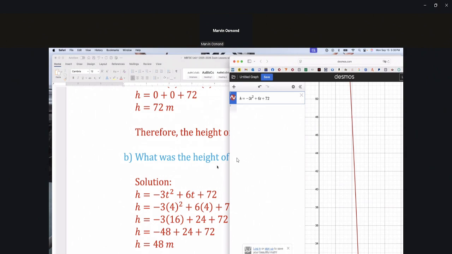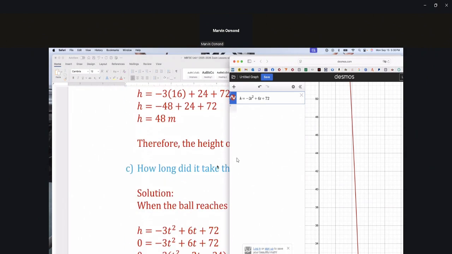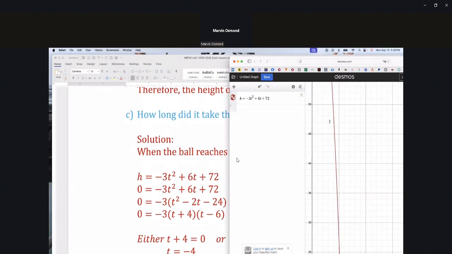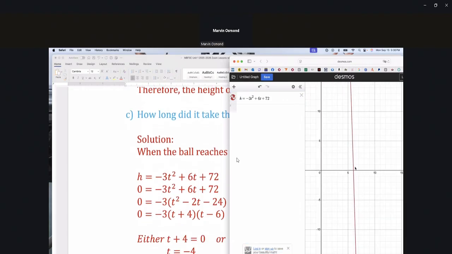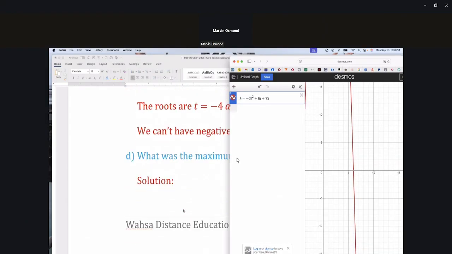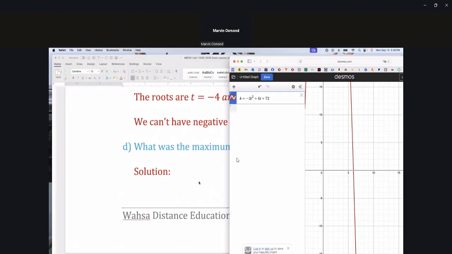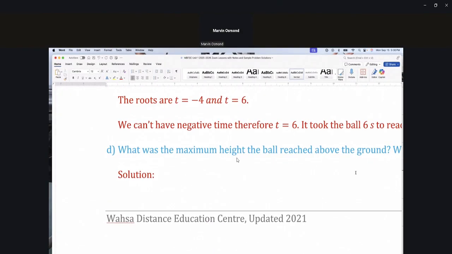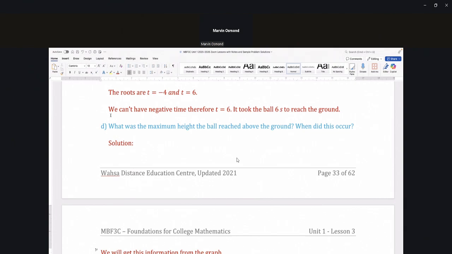So that's verified. How long did it take to reach the ground? Again, we can come down here, after 6 seconds. And the next part is, what was the maximum height the ball reached above the ground, and when did this occur? Okay, so let's take a look at that.